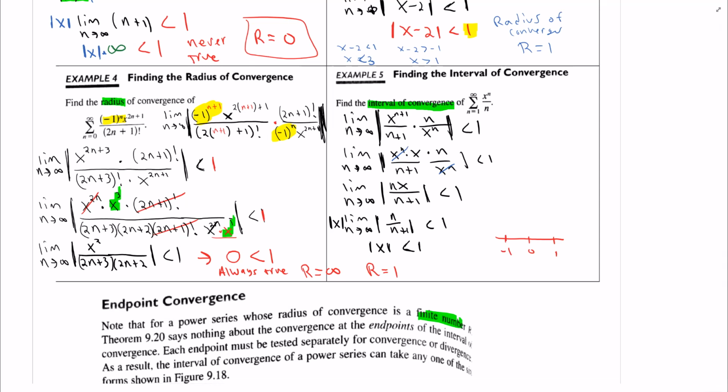But we haven't figured out the endpoints yet. Like, we don't know if the endpoints converge or not. So we need to check the endpoints. So I need to check when x equals -1, right? So these are x values, right? So I need to check when x is -1.